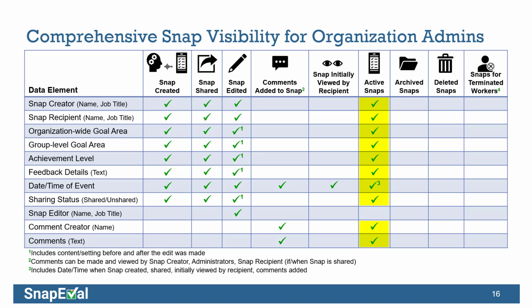Now, snaps have all types of different elements of their life cycle, and one is whether they're an active snap, meaning it's a snap that the employee sees when they log into their account, or it's certainly one that you see as an administrator in the SnapEval system. And any snap that is currently active in the system, you have full visibility to all elements of it, as you can see here. You can also archive snaps.